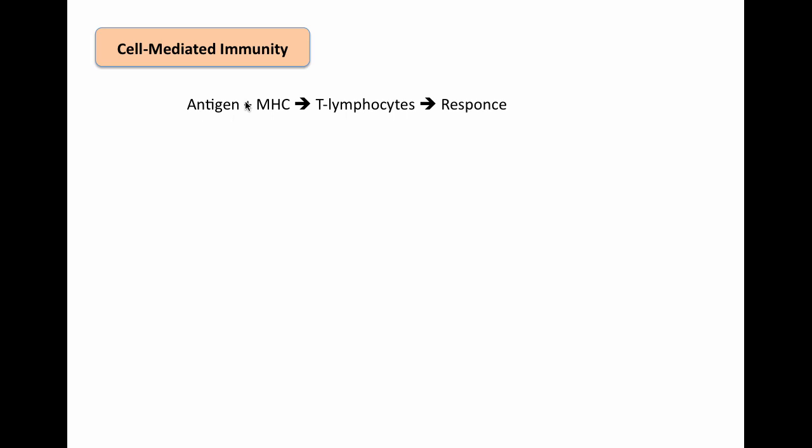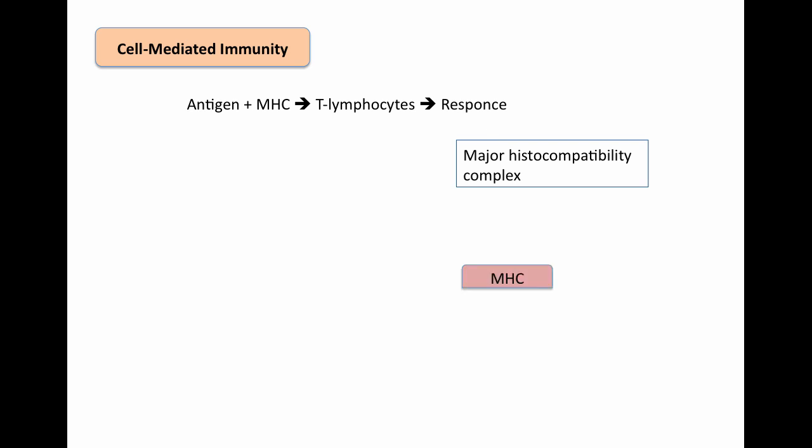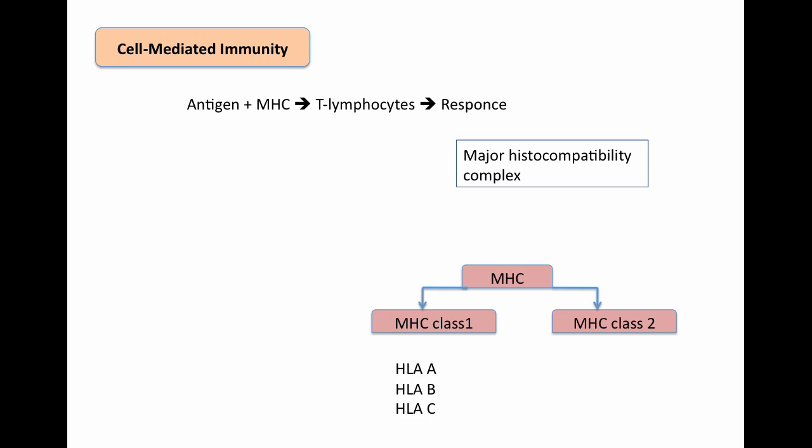We already talked about what an antigen is, and we know what T lymphocytes are. What are MHC, and what type of response do they give? MHC is major histocompatibility complex. There are two types of MHC, MHC class 1 and MHC class 2. MHC class 1 is composed of HLA-A, B, and C. MHC class 2 includes HLA-D, and there are many types like HLA-DR, DP, and DQ.